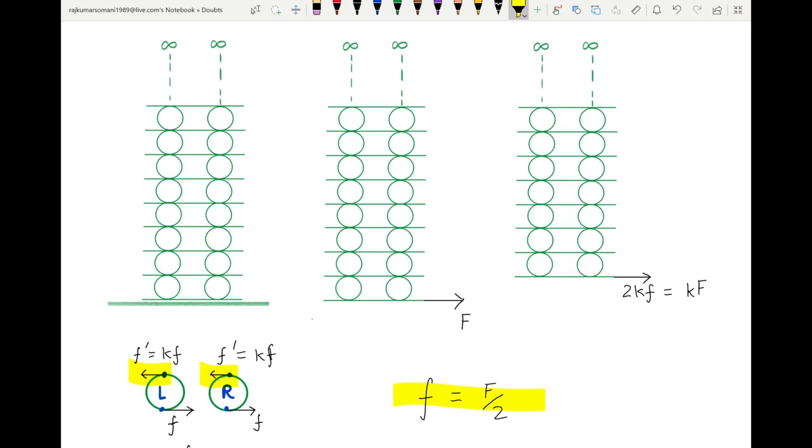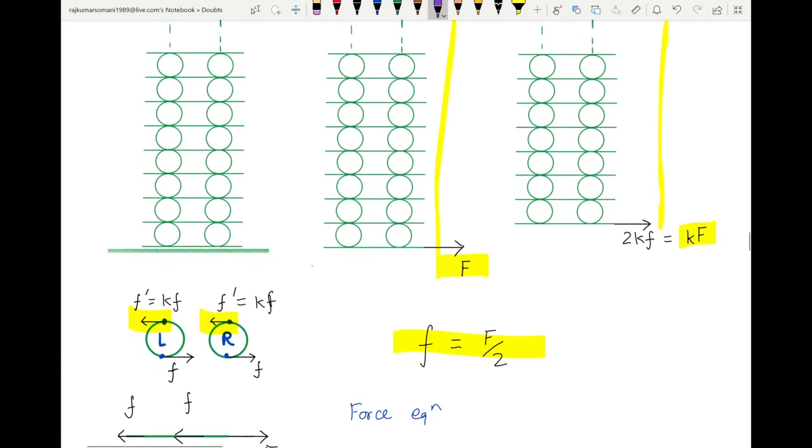Now, do you see some similarity here? This is also a stack of cylinders running from bottom to infinity. Geometrically, both of them are the same. The difference is that the force applied on the bottommost plank of this system is F, while for the other system it's K times F. So it would be logical to say that if the acceleration of this plank is A, the acceleration of the other plank is going to be K times A.